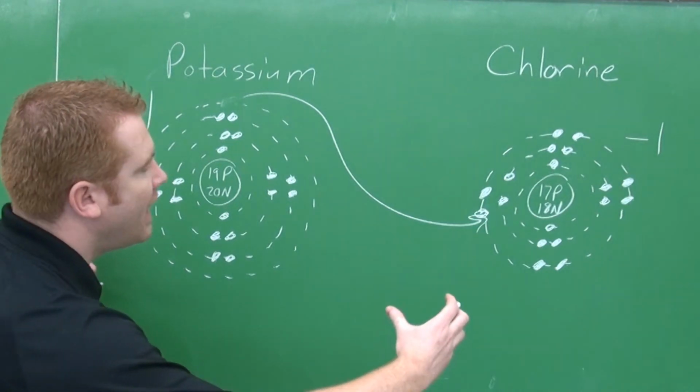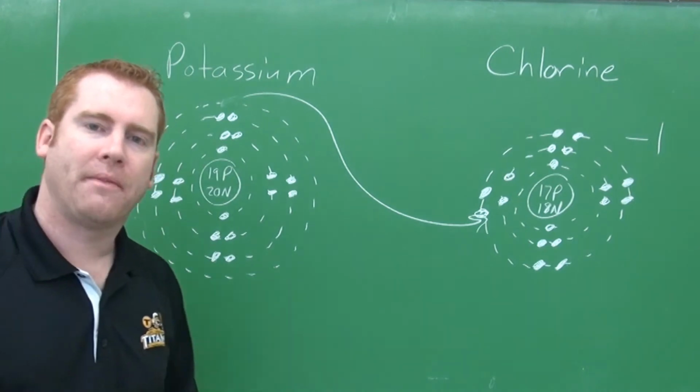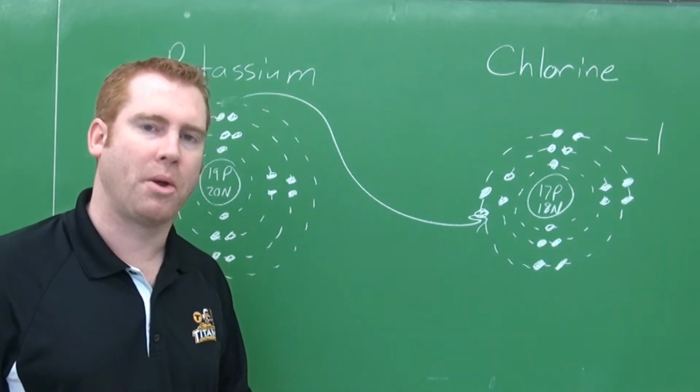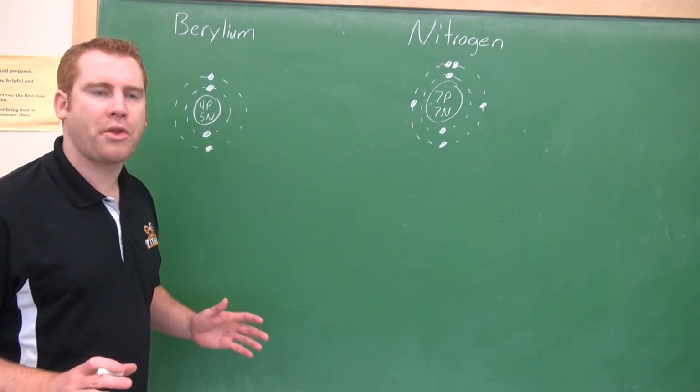So we have an electrostatic attraction between these two. They want to be together, and they form what we call an ionic bond. An ionic bond because ions are charged atoms. Okay, let's look at another example.